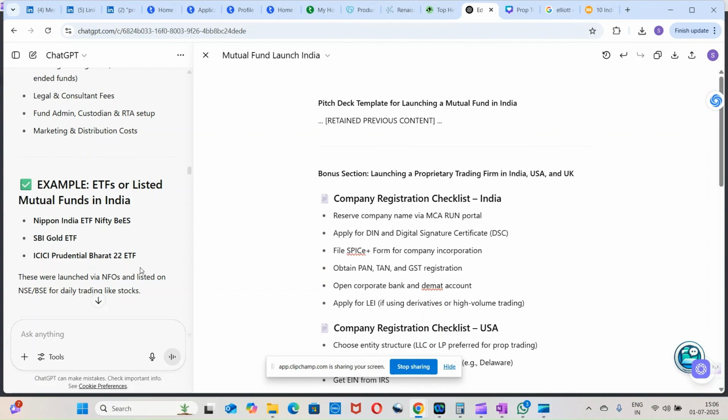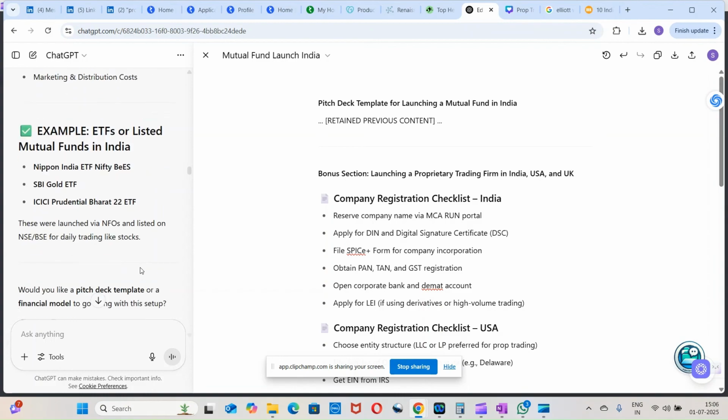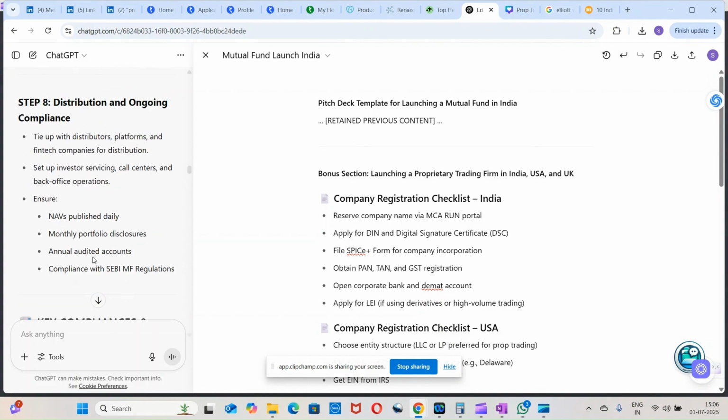These were all launched via NFOs and listed on NSE and BSE for trading like stocks. So that's how to launch a mutual fund in India. Those are the steps, guys.